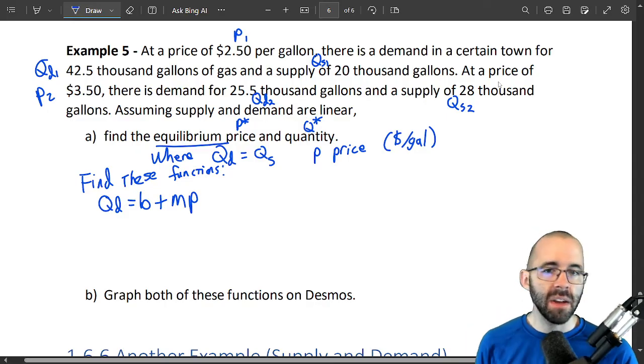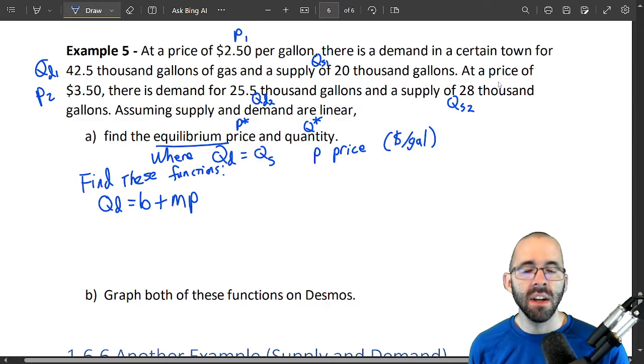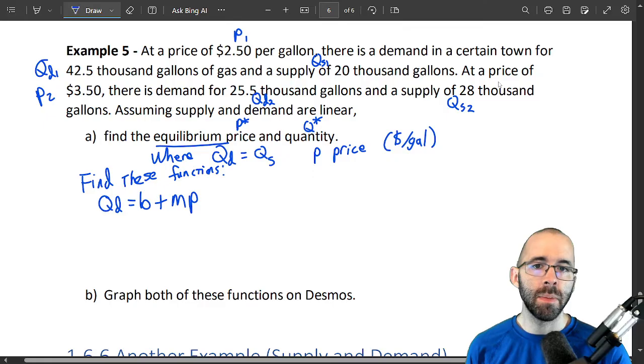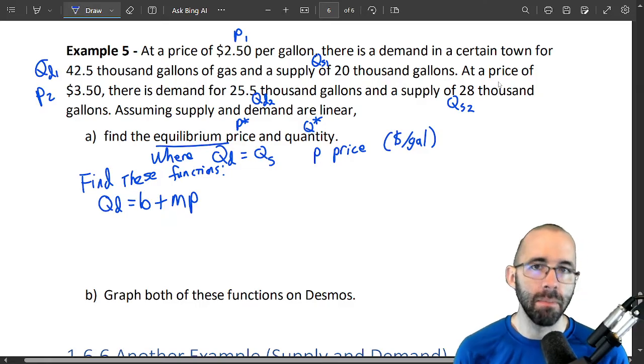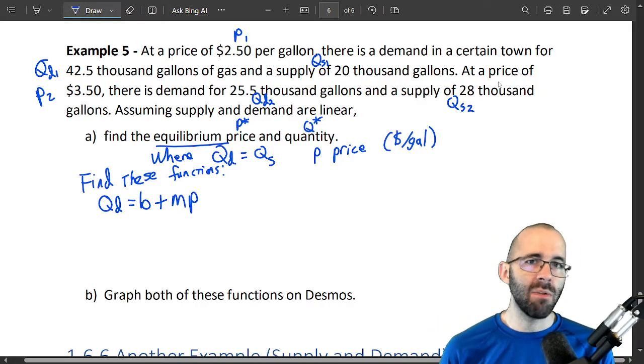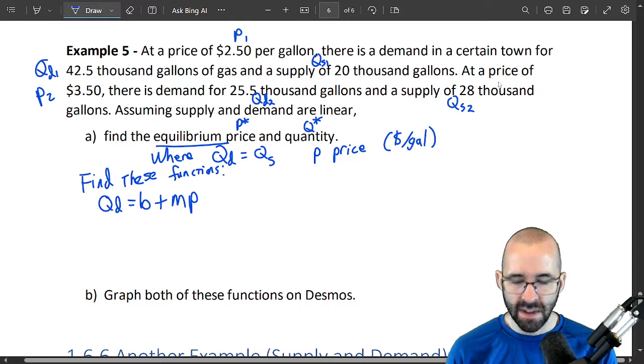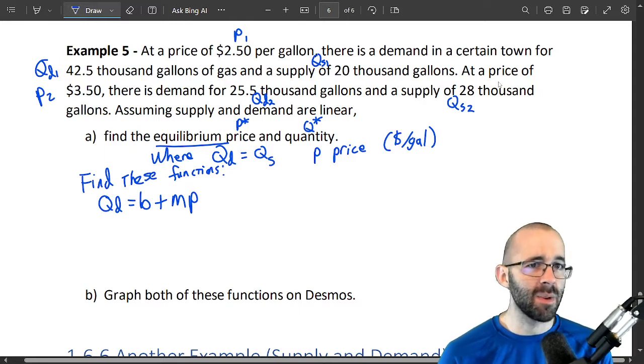So here's what our demand function is going to look like. It's a linear function. The output is QD, input is P. Instead of y equals b plus mx, it'll be QD equals b plus mP, because we don't have y's and x's anymore. And a lot of times in this class, we won't be dealing with y's and x's.